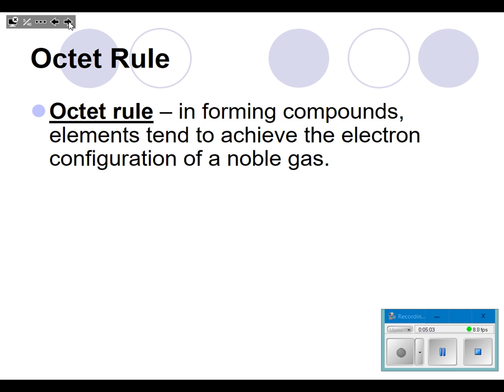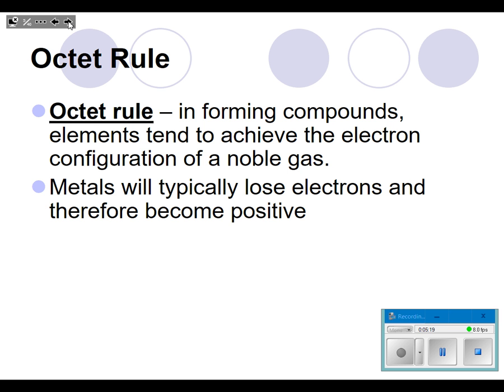That's all that elements ever want to do. They want to either gain, lose, or share electrons so that they can be like the noble gases. Remember, the noble gases are the cool kids in the periodic table, and they have full valence shells. Okay, and so that's why everybody wants to be like them. So metals will typically lose electrons and form positive ions, which are cations, which we've learned before. Okay, and I'll write that there.